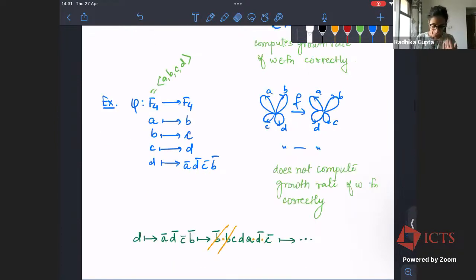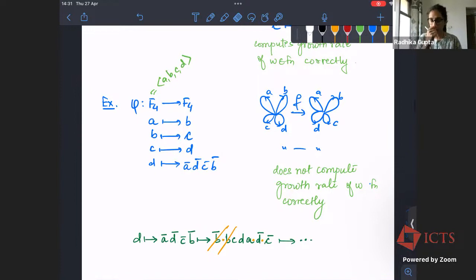I claim that in this second example, if I write the matrix and apply it to see how things grow, it's not going to give me the correct thing. Why? Because if I look at where D maps to, I should have said A bar means A inverse. Sorry. A bar means A inverse. So D maps to A inverse, like this word. Then I apply phi again. It maps to this long word. But now there is cancellation.